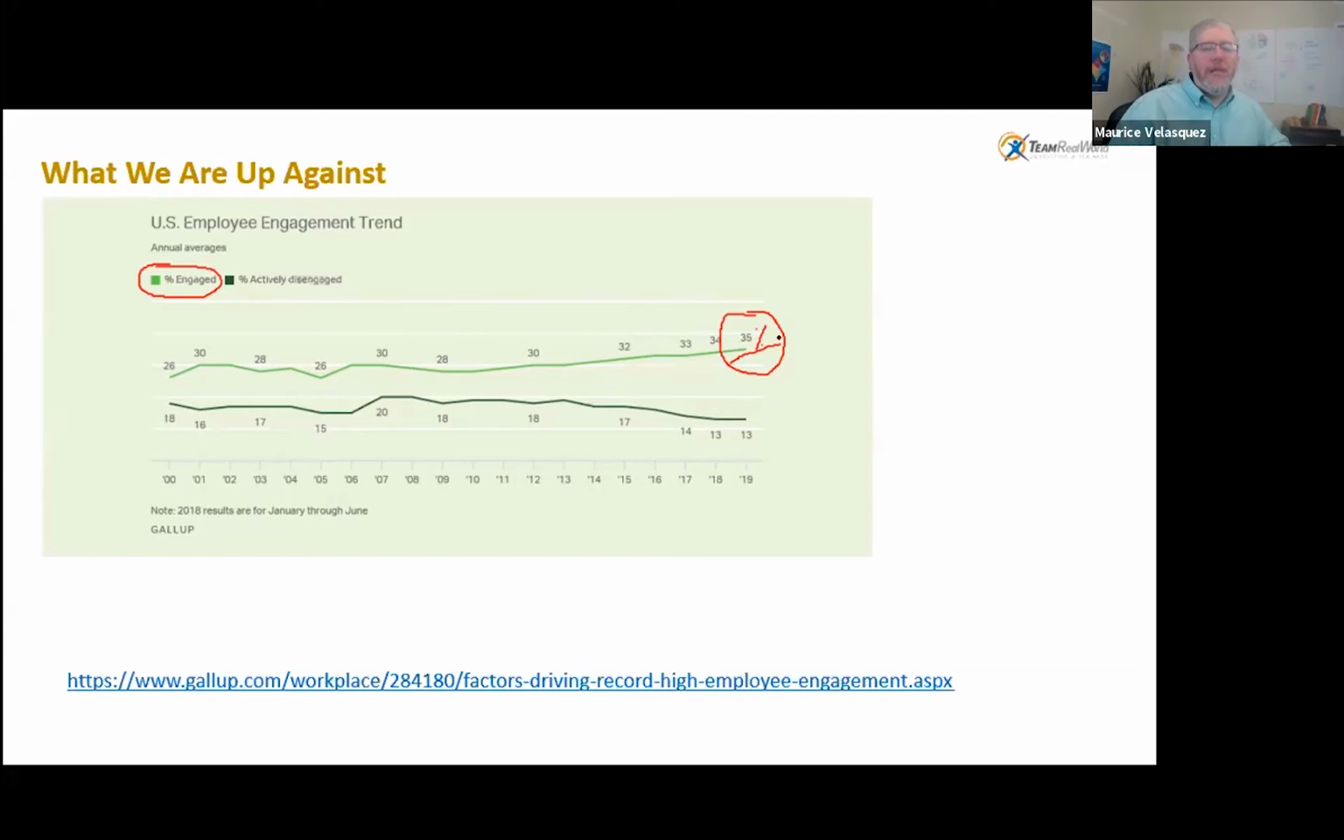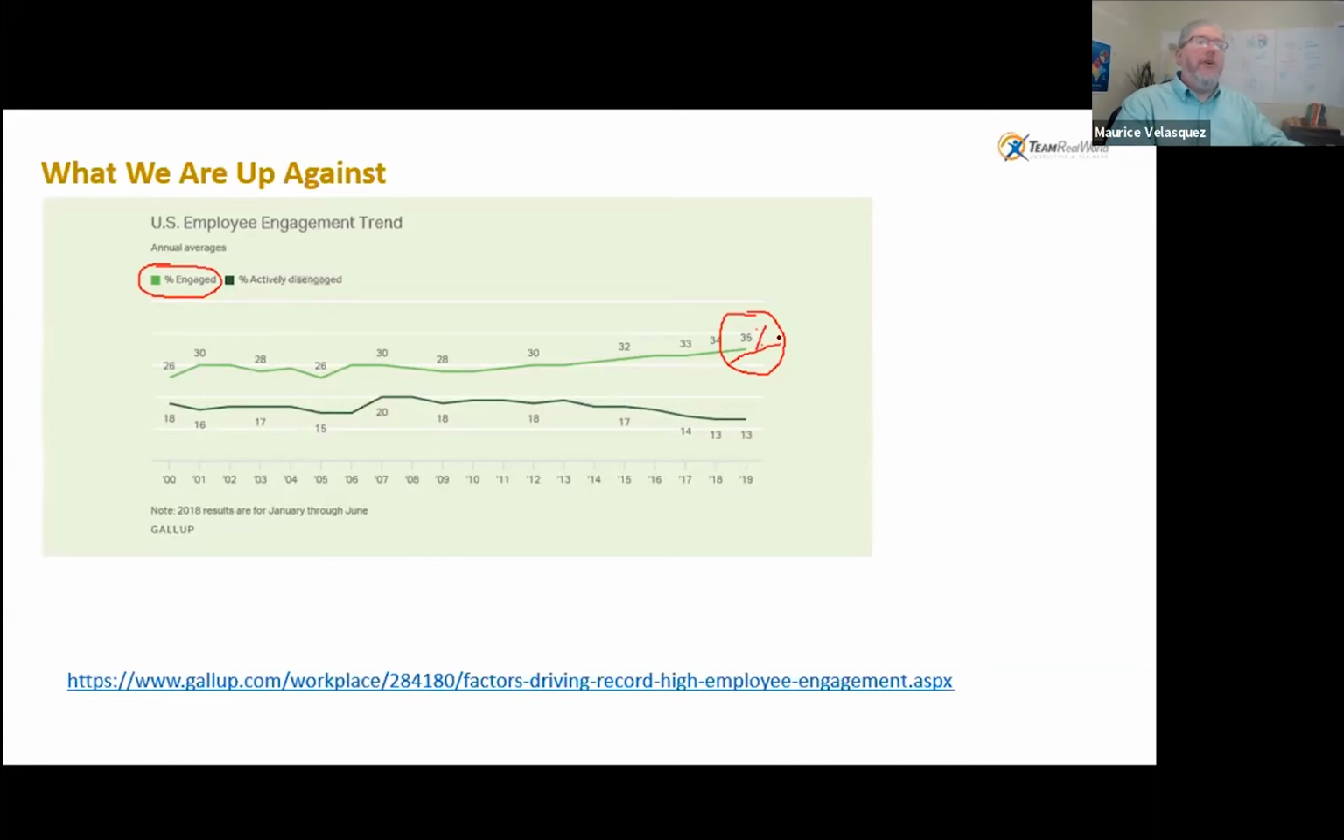We're going to track it on a weekly basis. If you go to their website and look at this article, you can even go every week and look at it, and you'll notice that for the past 19 years, it has never gotten any higher than 35%, okay? And this is across all industries in America, across all employees.